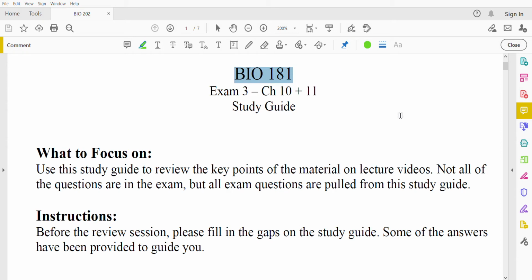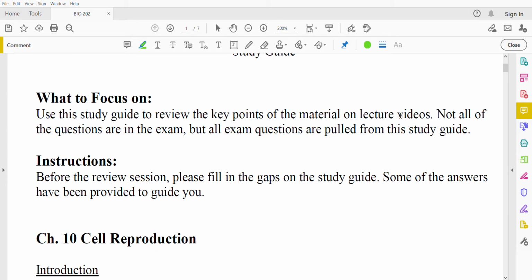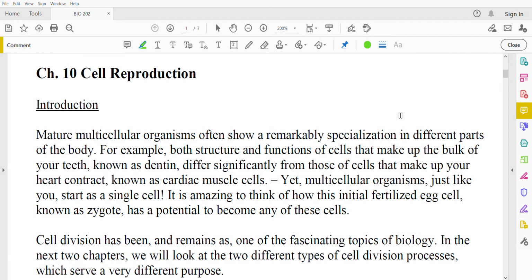During this session, we will go through the material that's essential for your exam 3 that relates to the chapters that we have covered. And every question in the exam is either directly from this study guide or a question that you can work out based on the information provided on this study guide. So there are no curveballs there. And we're going to start with the introduction to cell reproduction.